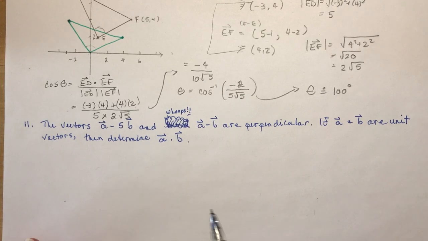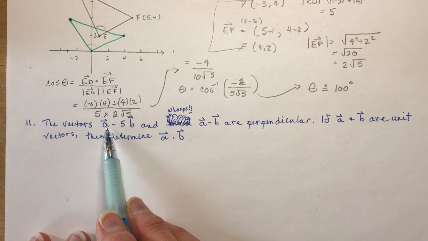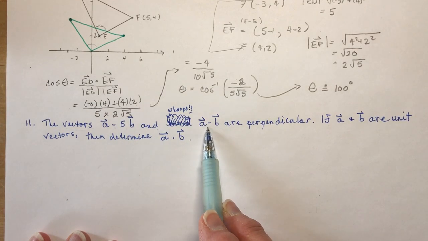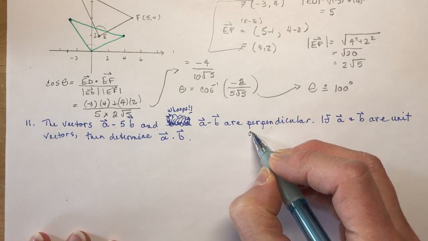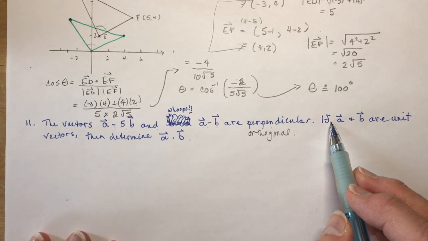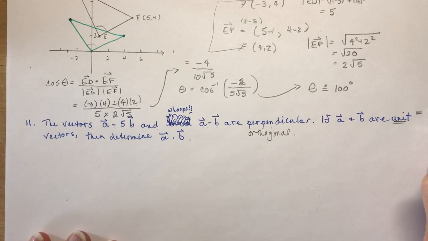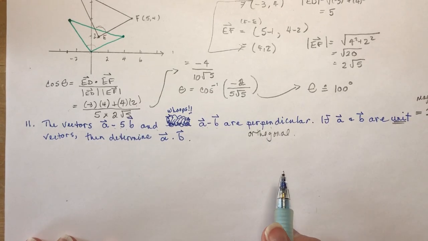Okay, so let's take a look at this question here. This is question 11 from your homework assignments. It says vector A minus 5B and vector A minus vector B are perpendicular or orthogonal, right? That's the new word of the day, orthogonal. If vector A and vector B are unit vectors, that means the magnitude is 1. Then determine the dot product.